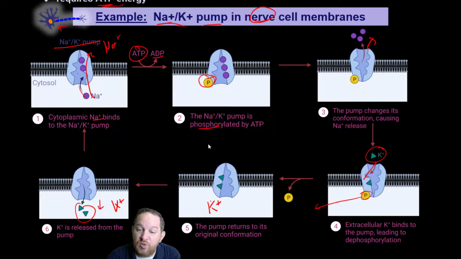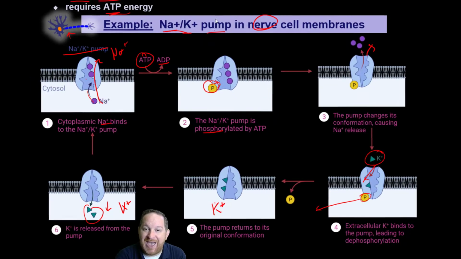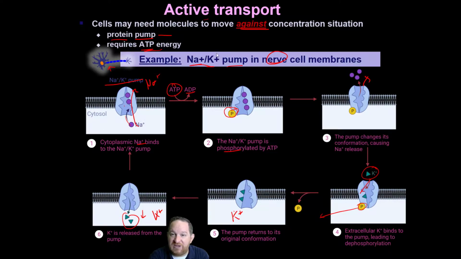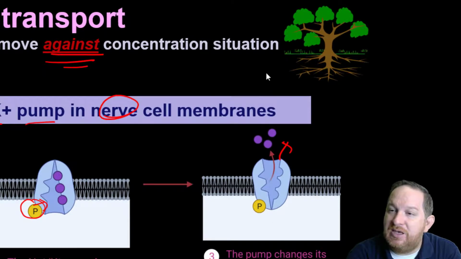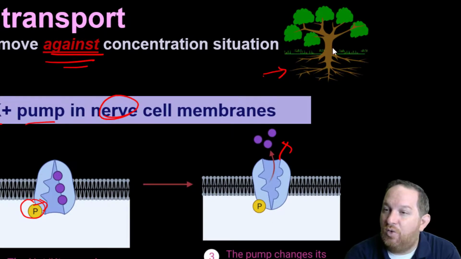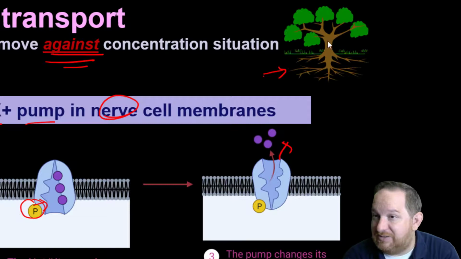And so we needed to move the potassium back in to maintain that really high concentration gradient across the membrane. So this is a prime example of when we have to use energy to move things against their concentration gradient. One more example that I could tell you about is the idea that roots of a plant, this tree here for example, often have nitrate and phosphate pumps in their roots.